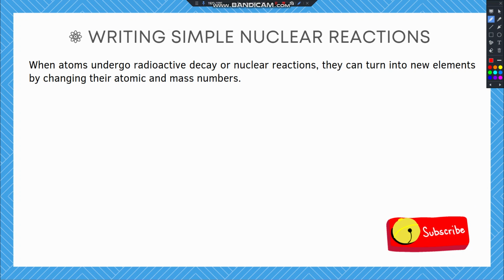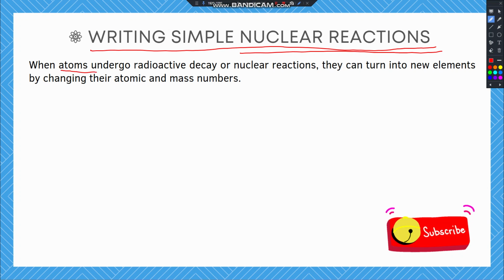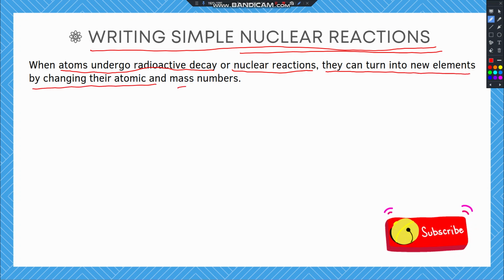Now that we have done all of that, let's proceed into the next concept we want to familiarize ourselves with. We want to talk about writing simple nuclear reactions. All right, we are talking about radioactivity, and we cannot successfully exhaust this topic without talking about nuclear reactions and how they occur. So first things first, it is important to know that when atoms undergo radioactive decay, radioactive decay, by the way, is also called nuclear reactions. They can turn into new elements by changing their atomic and their mass numbers.